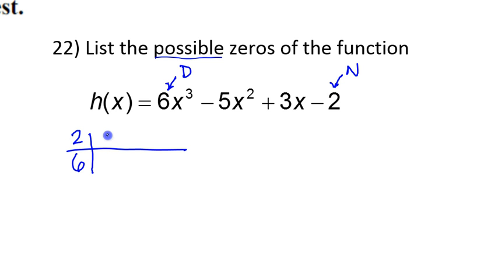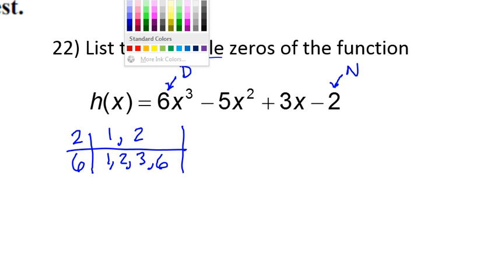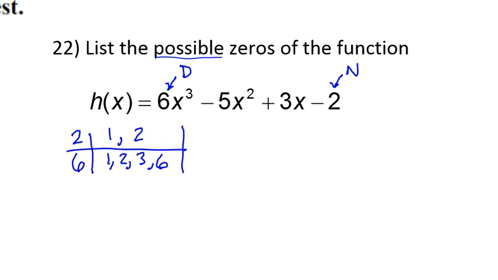So the factors of 2 are just 1 and 2. Those are the only 2 numbers that divide evenly into 2. What are the factors of 6? In order, go. 1, 2, 3, 6. 1, 2, 3, and 6. All right, those are the factors of 6. So we're going to have these numerators and these denominators, and I'm going to mix and match them. But I'm going to go in order, so I'm very careful not to miss any.